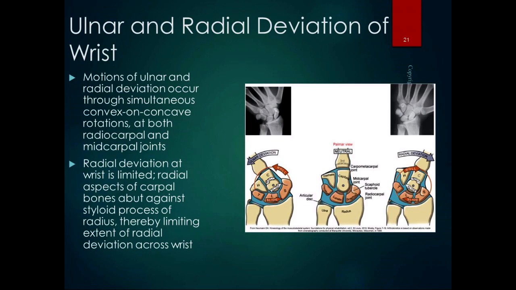So radial deviation at the wrist is limited by the carpal bones going up against the styloid process of the radius, and it's a hard end feel. You can feel it right now.